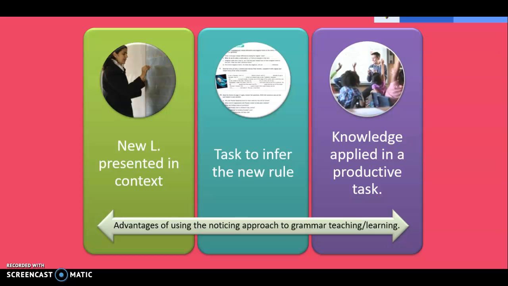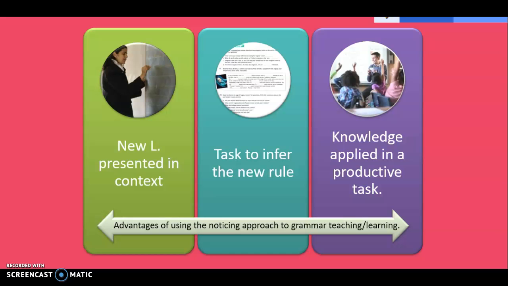That is, through the use of concept check questions, learners are guided to discover the grammar rule in which they identify the form, they identify the use, and also the meaning.